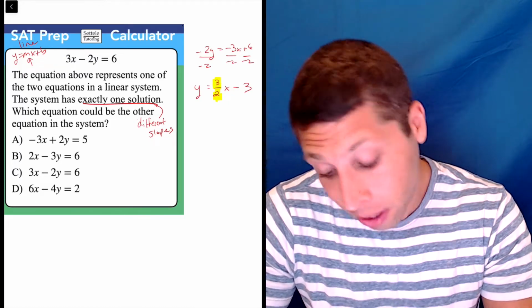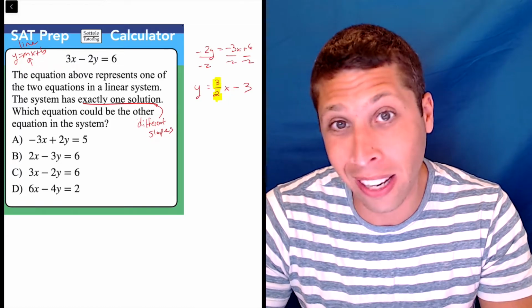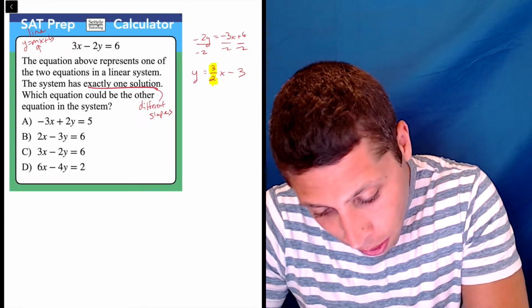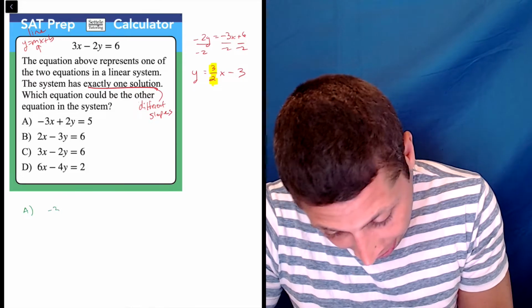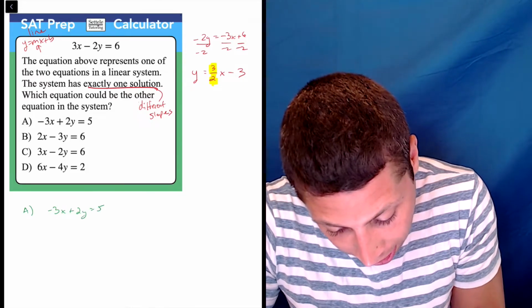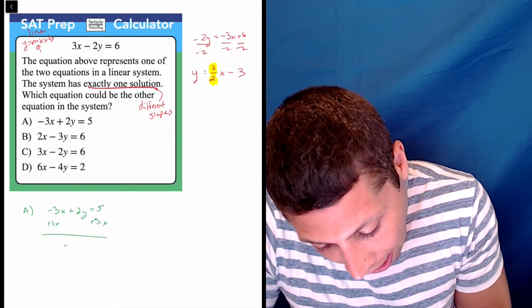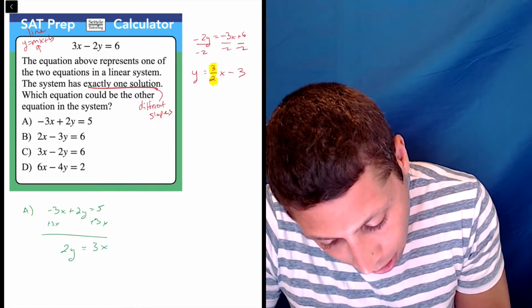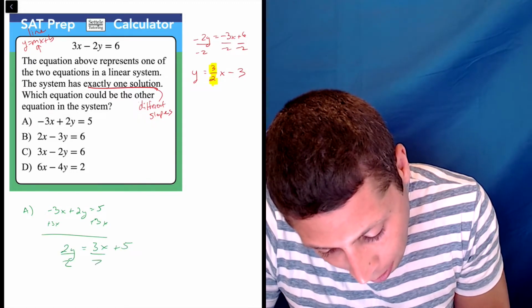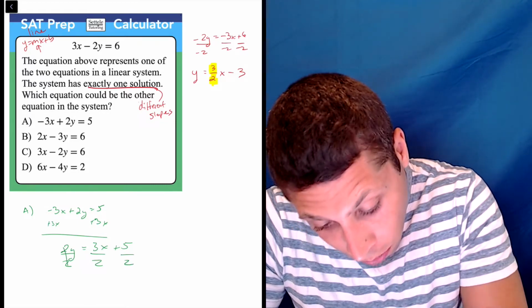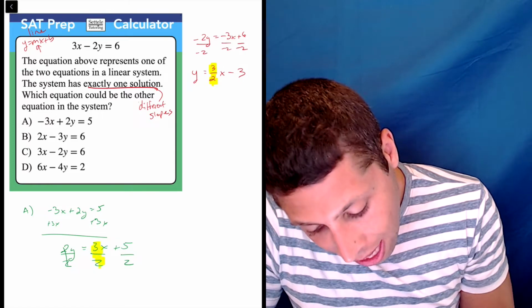So now, unfortunately, the answer choices are also not written in y equals mx plus b form, so we're going to need to deal with all that. Let's just go in order here. Choice A, negative 3x plus 2y equals 5. So I'd add the 3x to both sides, and I would get 2y is equal to 3x plus 5, divide by 2, and I would get 3 over 2, okay? So 3 over 2 is the same slope.